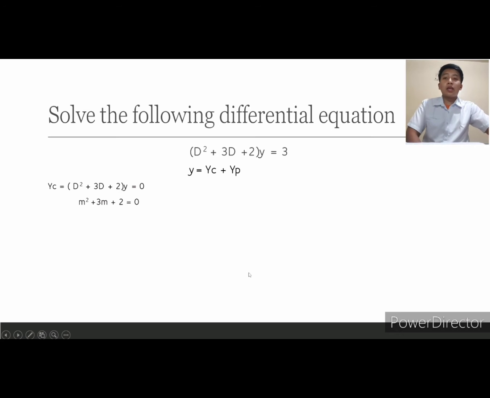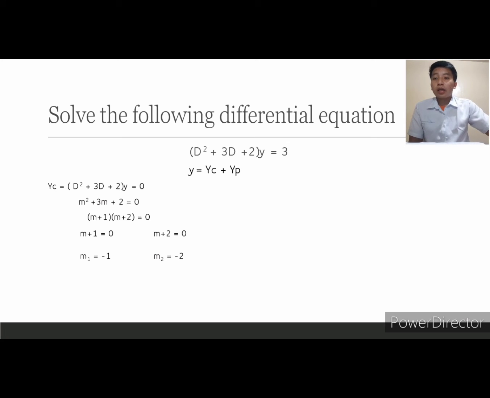Then, hanapin naman natin yung roots po. Since factorable naman po, i-factor na lang po natin siya. So, (m + 1)(m + 2) = 0. Then, equating each factor to 0, magiging m + 1 = 0, m + 2 = 0. We have m sub 1 = -1, and m sub 2 = -2.